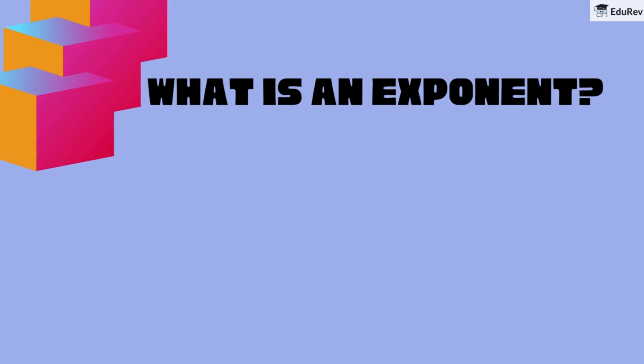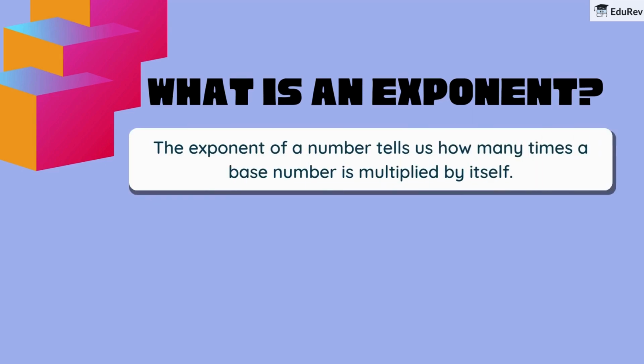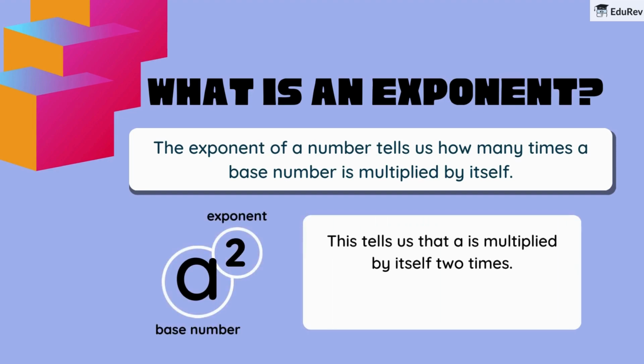Imagine you have a number, and you're told to multiply it by itself a certain number of times. The exponent of a number tells us how many times a base number is multiplied by itself. For example, if we see a to the power 2, this tells us that a is multiplied by itself 2 times. So, a to the power 2 is just a fancy way of saying a times a.